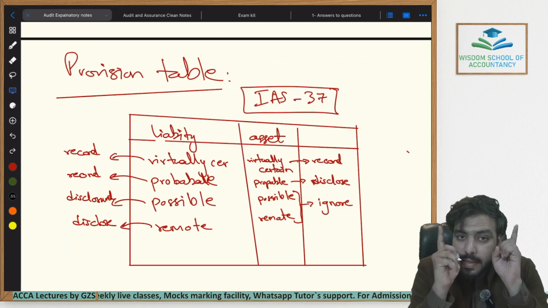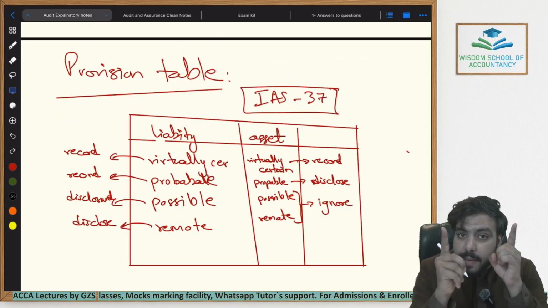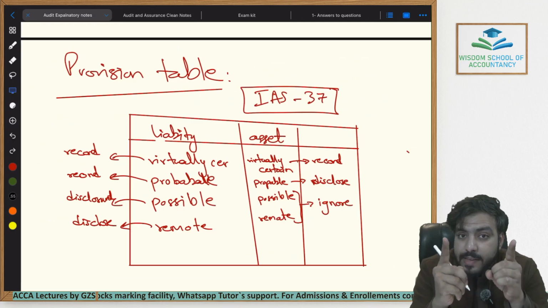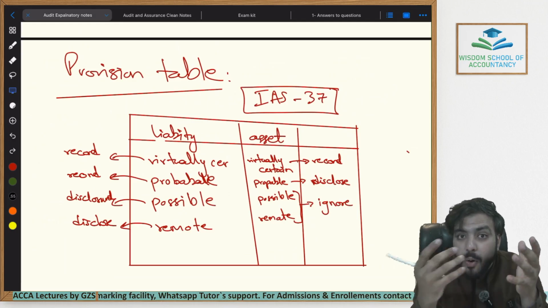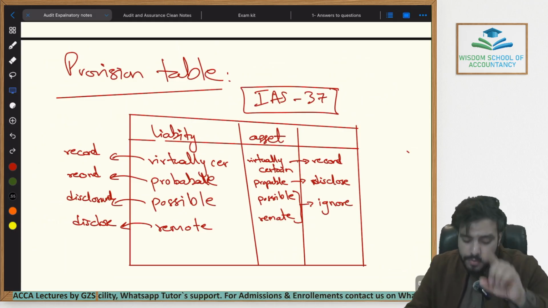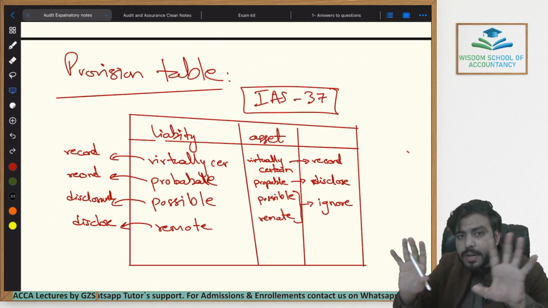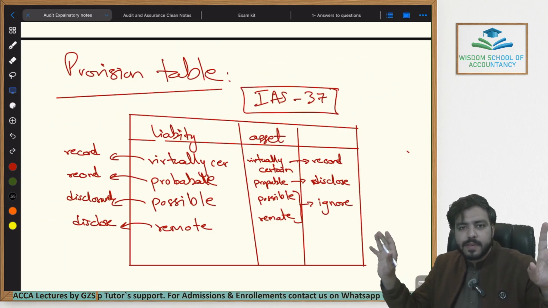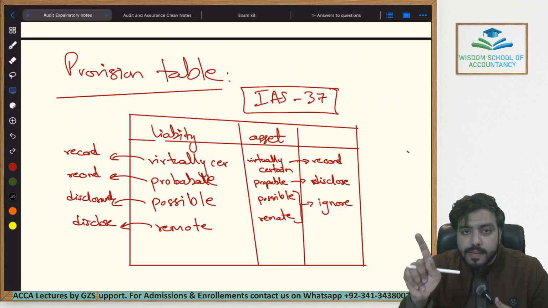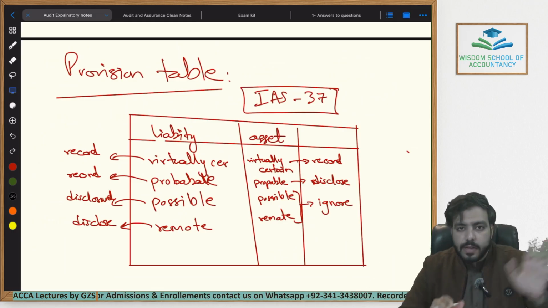If you have a case against someone in the court, unless and until the court has made the decision that you have won, how can you say that it is virtually certain that you will receive an asset? How can you state that it is virtually certain? It is only probable. Even if your lawyers are saying that we will win, it is only probable. In that case, you can only disclose it that we may receive this amount in the future. Still, it is not virtually certain unless and until the court has given a decision that yes, this company has won it. You cannot record it.